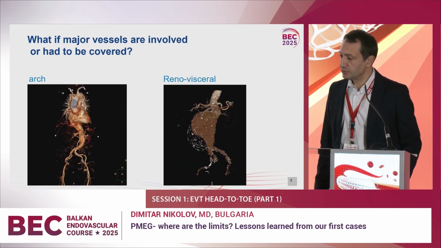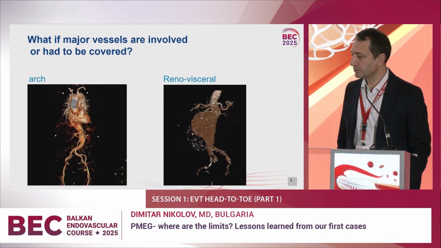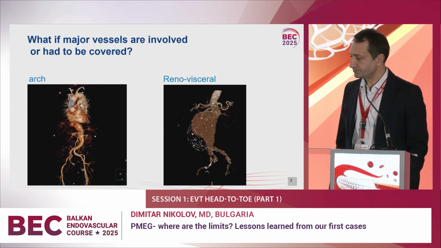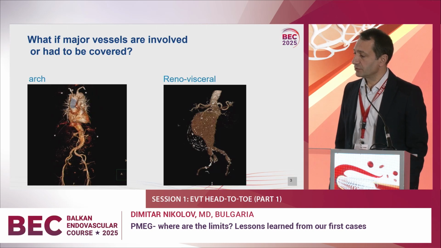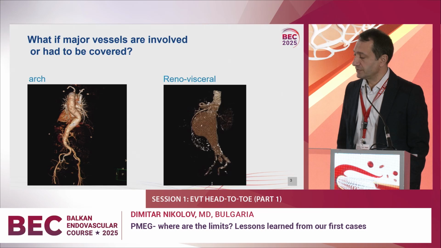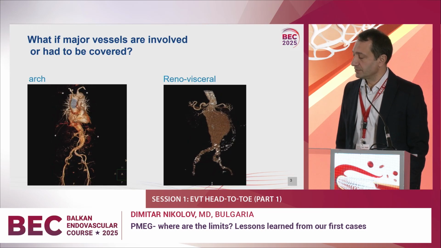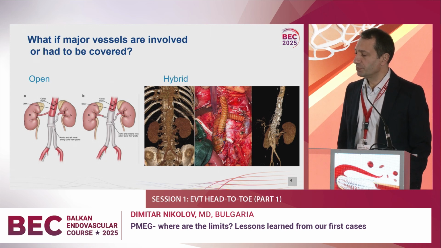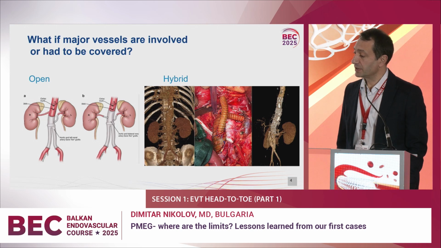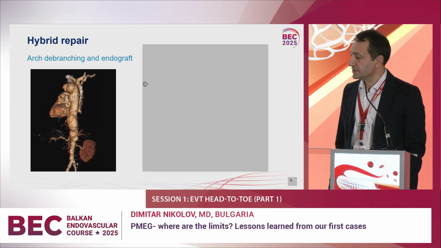But what can we do when the major vessels are involved or have to be covered, like in these cases with aneurysms of the aortic arch or very short neck or pararenal or ureteric aneurysms? Of course, we have options for open repair or hybrid, where we can debranch the main vessels and after that put a tube graft over the ligated main branches.